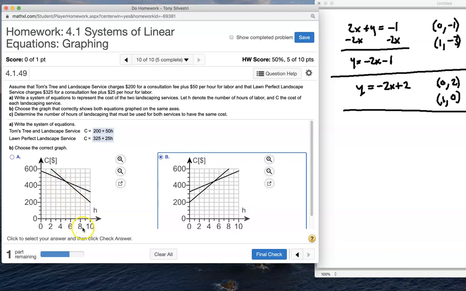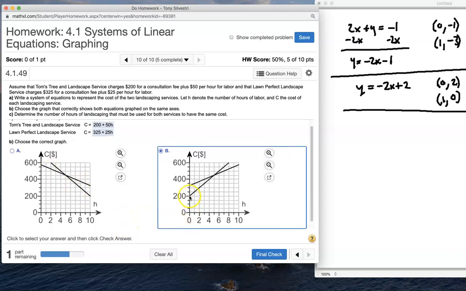So this doesn't make any sense at all. As hours increase, you're paying less and less and less. So forget A. It's got to be B. But let's take a look. At h is 0, it's $200. When h is 0 for the other guy, it's $250, $300, $325. I'd say B is definitely the answer.